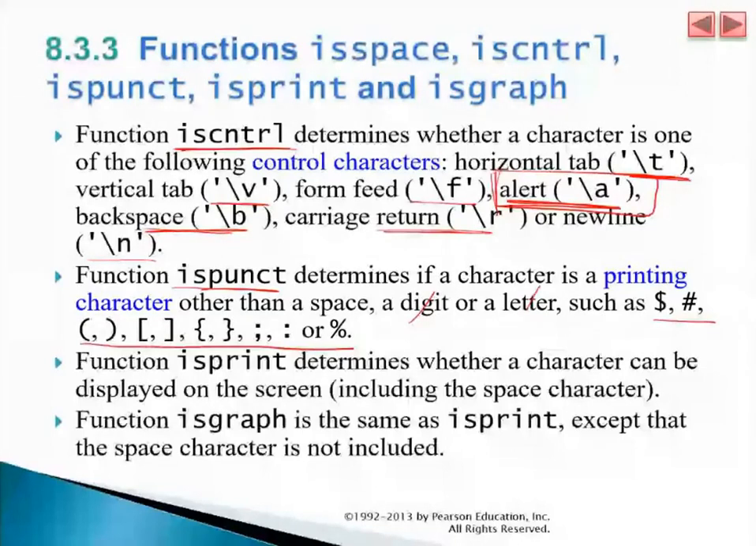Now there is this function, is print. Is print determines whether a character can be displayed on the screen or not. If the character is displayed on the screen, it will return true. Otherwise, it will return false. Space is considered a printing character; we can display space on the screen. Now, what is graph? Is graph is the same as is print, except for the space character. So if we talk about is graph, then space should not be included.